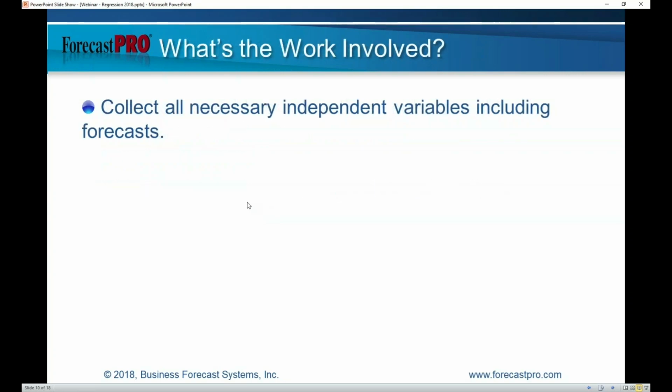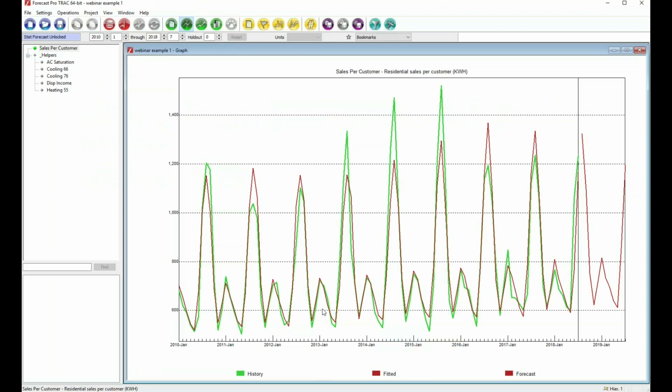Okay, now what's the work involved in regression? Well, Sarah mentioned this before, but probably the biggest chore is to collect all the independent variables that you think might be important, and if they're not leading indicators, to also figure out forecasts or scenarios for the future for them. After you have that, you need to build the model, and that's our next step here. So let's take a peek at that.